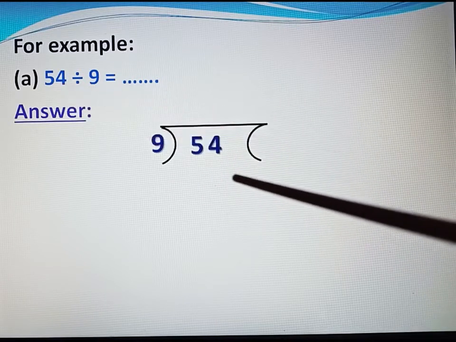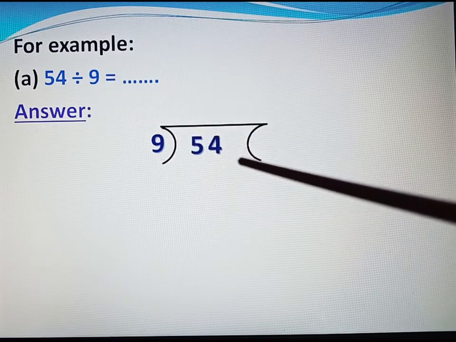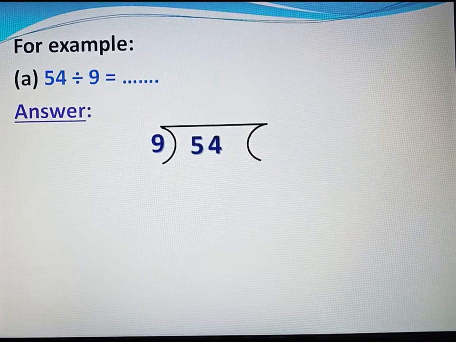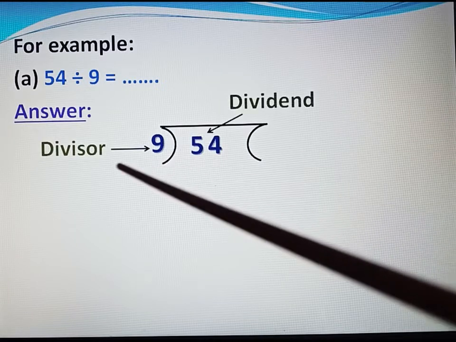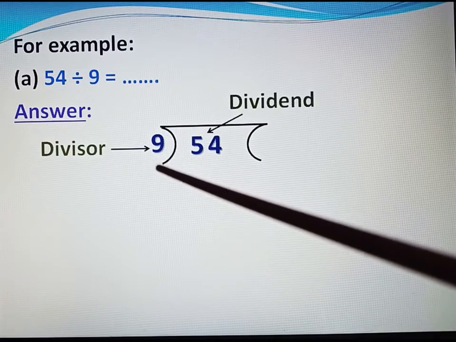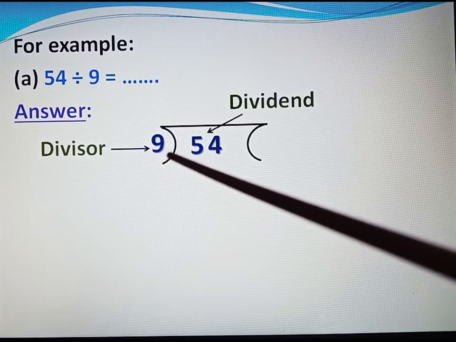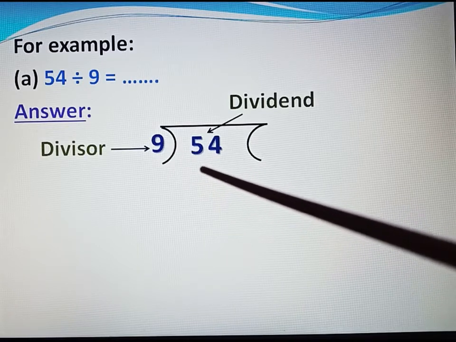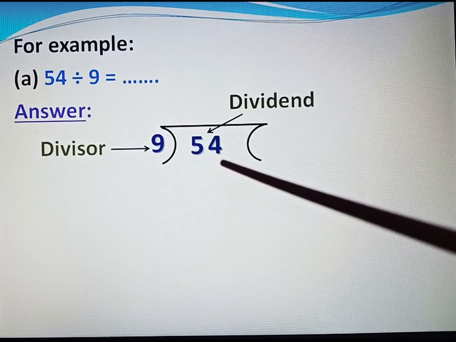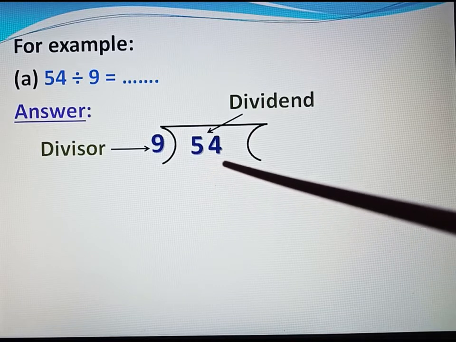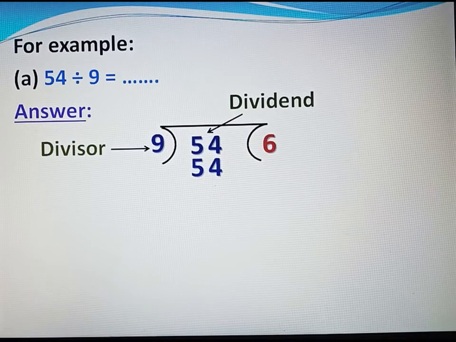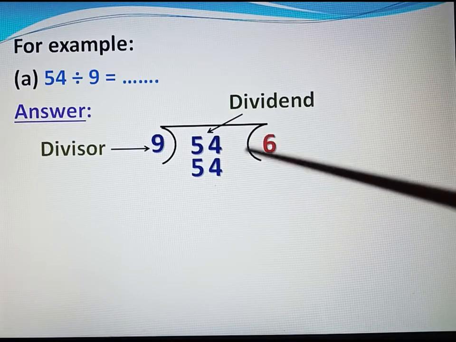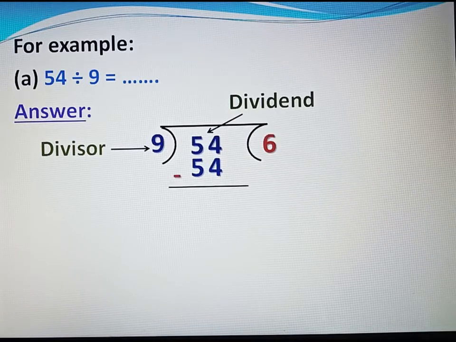This 54 we have written here and 9 here. This 54 is dividend and 9 is divisor. See, now we will multiply this 9 by that number so that it is equal to 54 or less than 54. It should not be greater than 54. Multiply 9 by 6. 9 6 are 54 and then we will do subtraction. See, 4 minus 4 0.